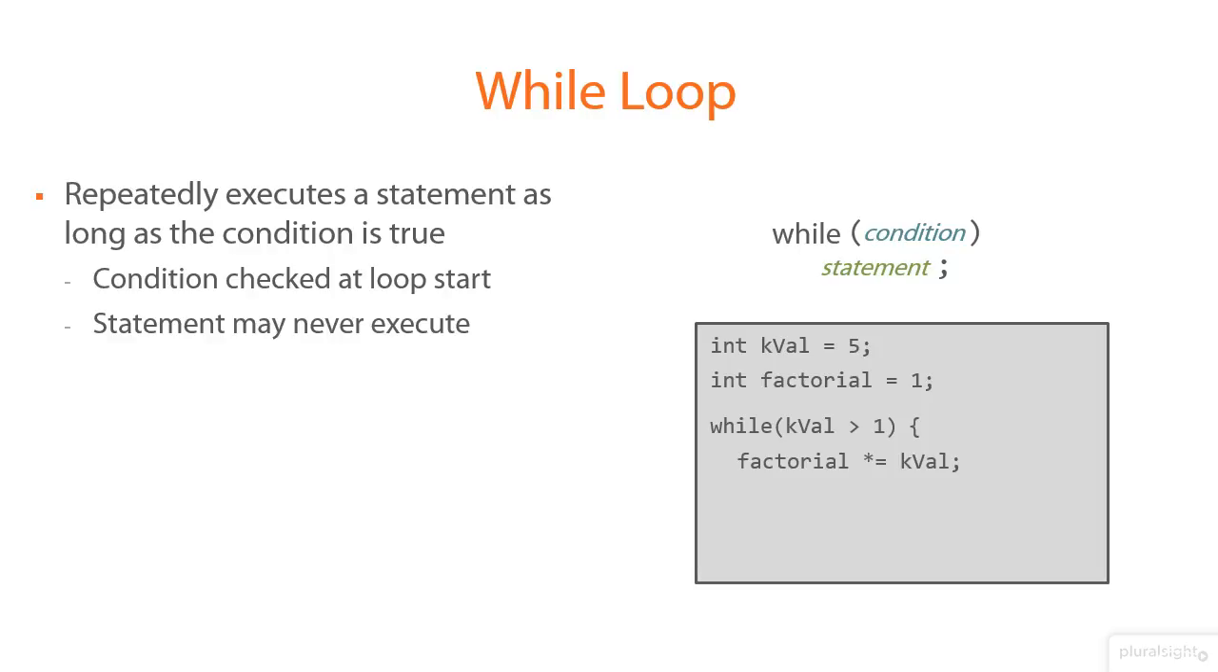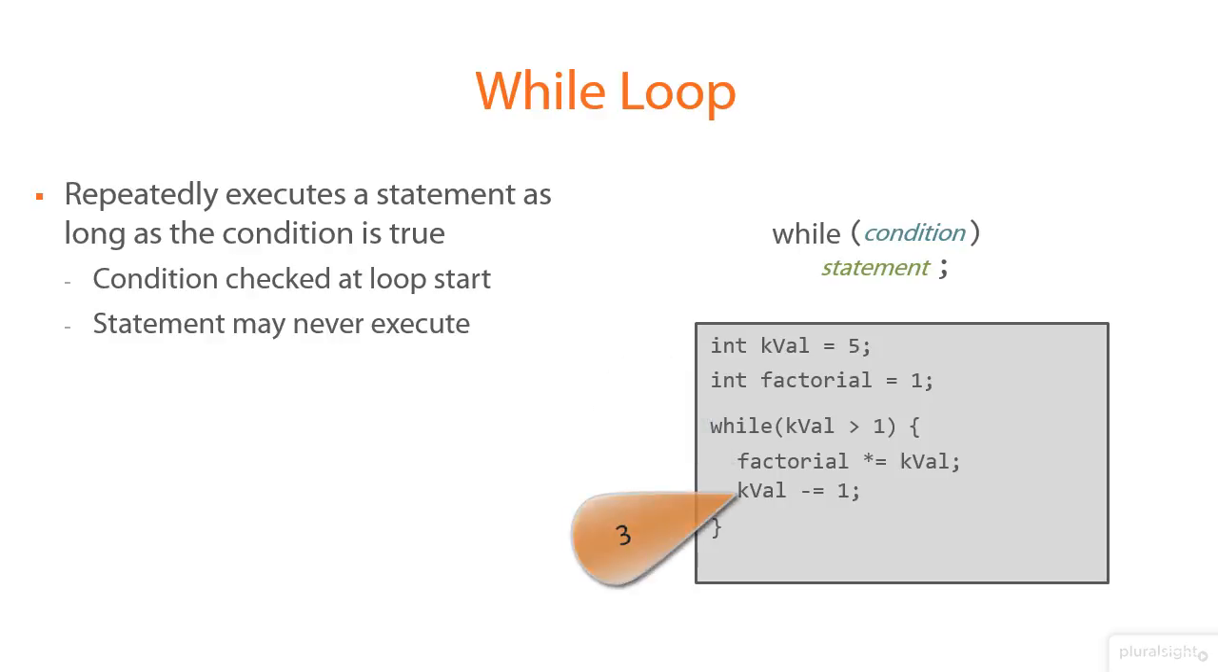So the first time into this loop, factorial is 1, kval is 5, so factorial becomes 5 times 1, which is 5. Then we reduce kval by 1, kval minus equals 1, making kval 4 now. It goes back up to the while statement. So now it checks 4 is greater than 1. We do the factorial times kval, so now that's 5 times 4 is 20. Kval becomes 3. We go back to the loop.